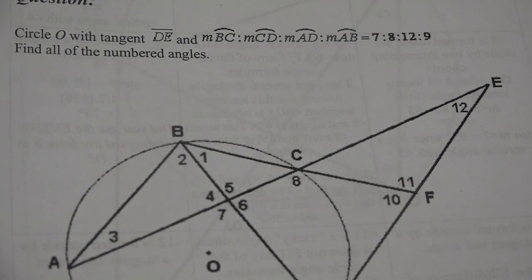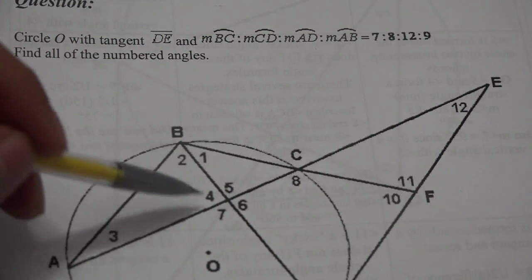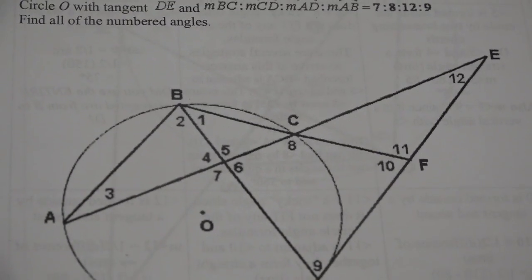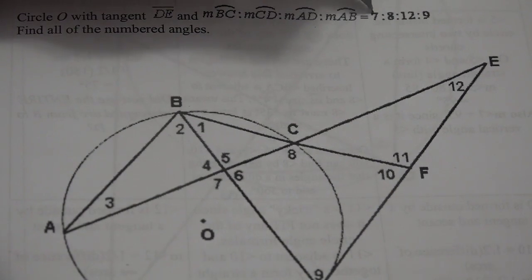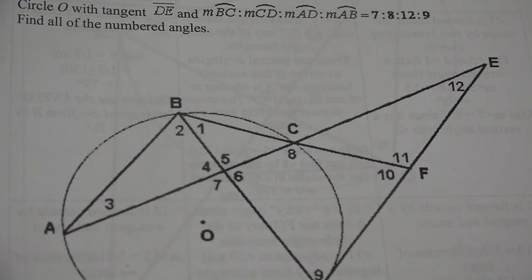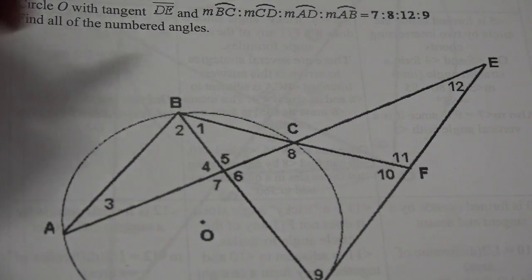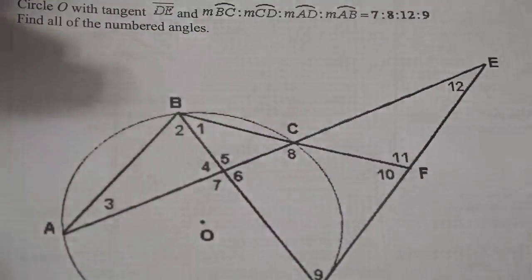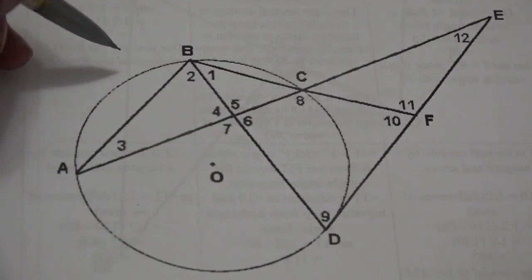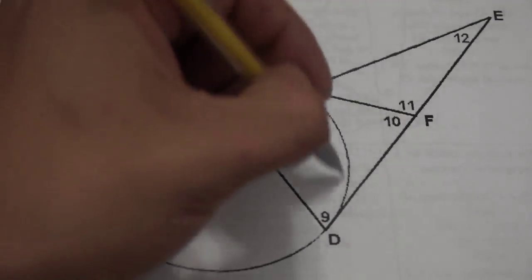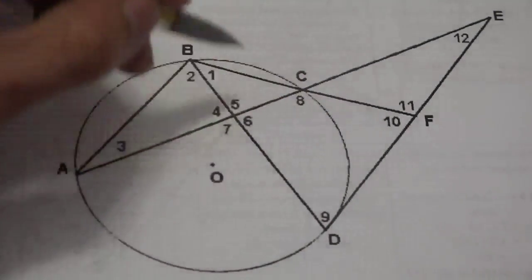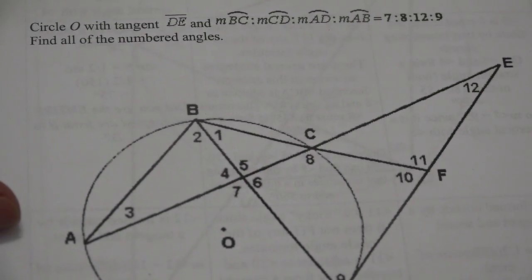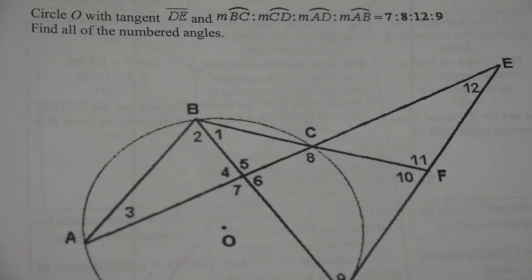We don't know how to find the angles yet. We don't know if these triangles are equilateral or not, but look at the ratio, 7 to 8 to 12 to 9. I told you already that whenever you have something in a ratio, just put a variable on it, add them up, and equal them to whatever the total is. Well, we're talking about arcs, and we know that all these arcs form the circle, and the circle has 360 degrees, so that's exactly what I'm gonna do.